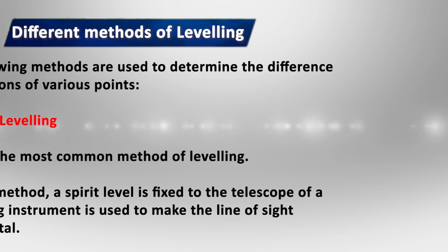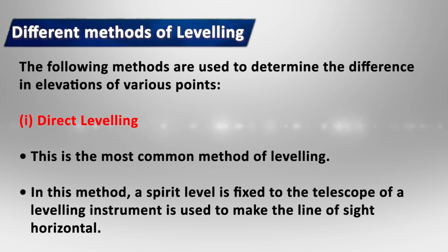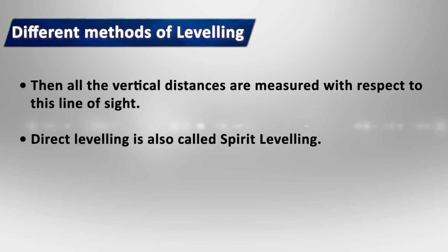Now, we will be discussing different methods of leveling. The following methods are used to determine the difference in elevations of various points. The first one is direct leveling. This is the most common method of leveling. In this method, a spirit level is fixed to the telescope of a leveling instrument and is used to make the line of sight horizontal. Then, all the vertical distances are measured with respect to this line of sight. These vertical distances are used to determine the difference in elevation of various points. Direct leveling is also called spirit leveling.